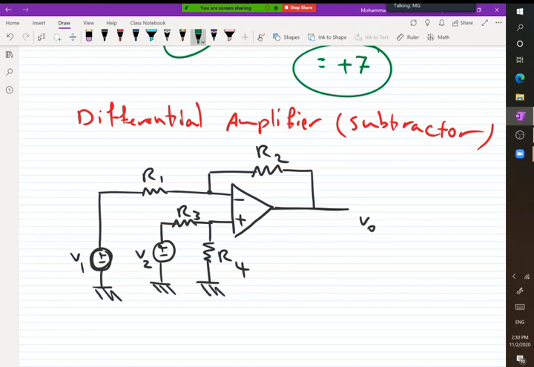Okay, now I have a question for you. Who can tell me which of these inputs, Vp or Vn, is known? Which value we can just calculate directly without writing any KCL or any other calculation? Which one is known? Any idea? Because in order to solve the problem, we have to have Vp or Vn. Which one is known for us?